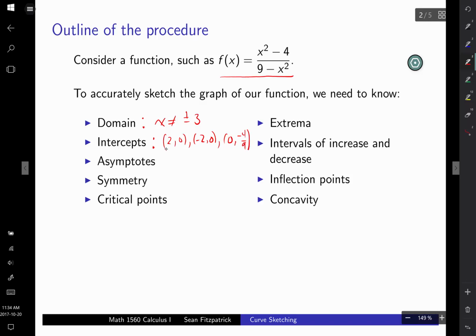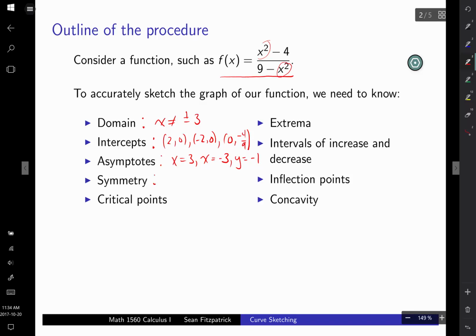Okay, right. What about asymptotes? Well, we get two vertical asymptotes, right? Those are the two places where the function is undefined. So we have asymptotes at x equals 3, at x equals minus 3. What about horizontal asymptotes? Well, we can see that the degree of the top matches the degree of the bottom, and so we know that when we're in that situation, we do the coefficient for the top divided by the coefficient of the bottom, and we see that that's going to give me y equals minus 1 as a horizontal asymptote.